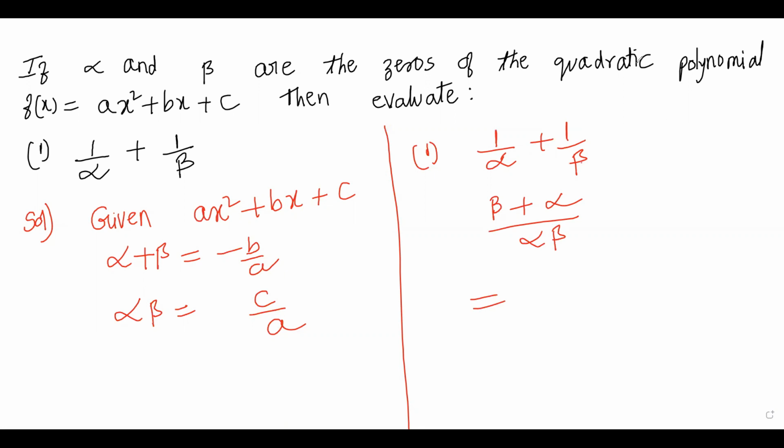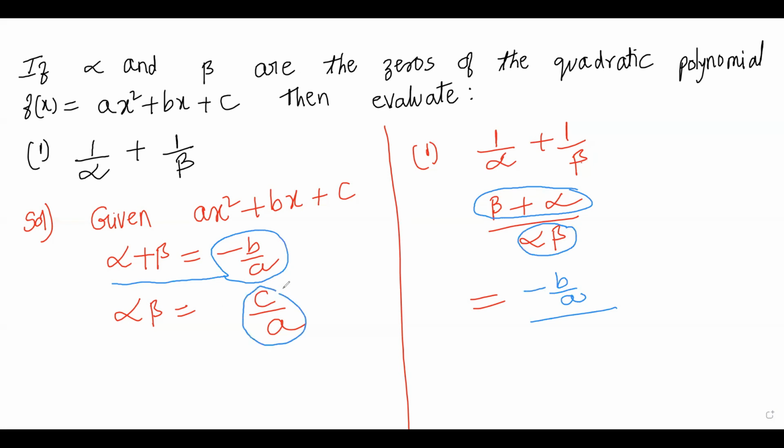So in the numerator, we are having the sum of zeros. Can you tell what is the value of the sum of zeros? Alpha plus beta value is minus b by a. Substitute minus b by a in the numerator. And in the denominator, we are having the product of zeros, alpha beta. We already got the product, which is nothing but c by a. Both the denominators will get cancelled and the final answer is minus b by c.